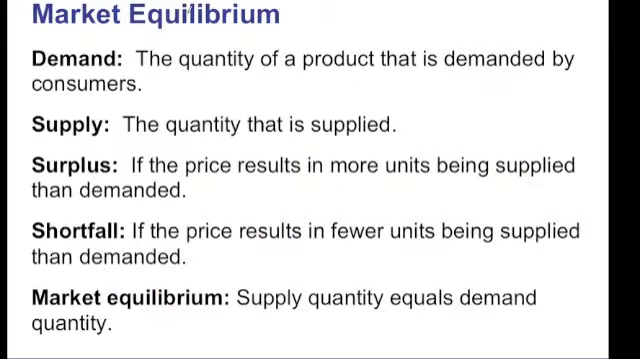First, we have some terms to learn. For market equilibrium, demand is the quantity of a product that is demanded by the customers. It's how many people want to buy. The supply is how many of those things you have to sell. The surplus, if the price results in more units being supplied than demanded. When you have extra left over, people don't want to buy them at that price. A shortfall is that the price results in fewer units being supplied than demanded. You have back orders, you have a wait for them. Market equilibrium is when the supply quantity equals the demand.